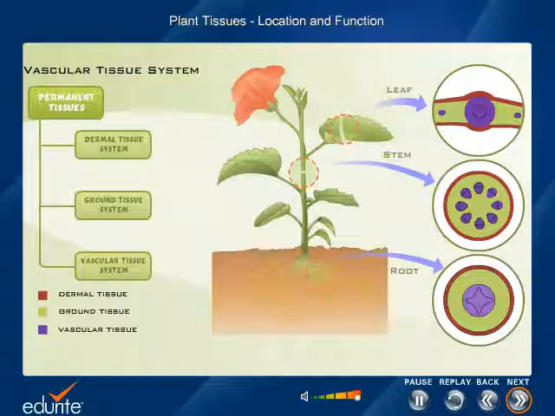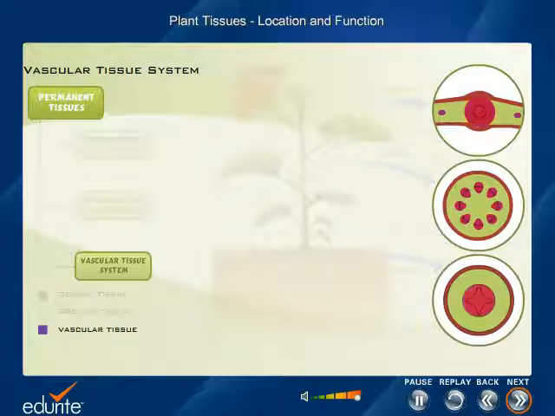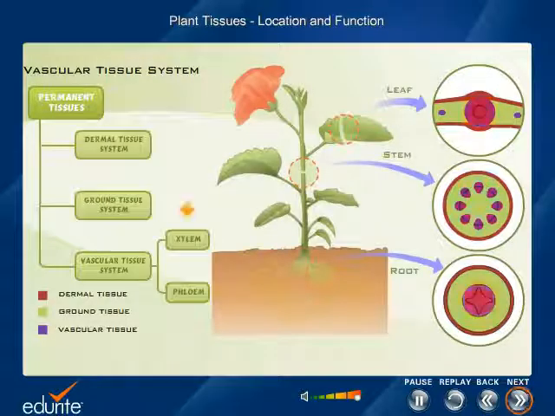Vascular tissue system. Vascular tissue is present in the vascular bundles as shown here. Vascular tissue system is also referred to as complex permanent tissue or conducting tissue. These tissues are made up of the xylem and phloem, which are tube-like fibers extending from the tip of the root to the tip of the leaves.